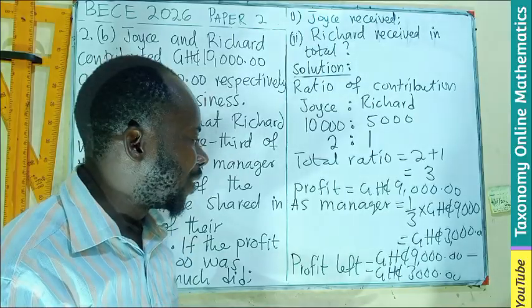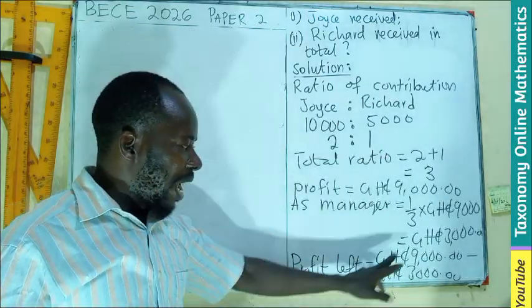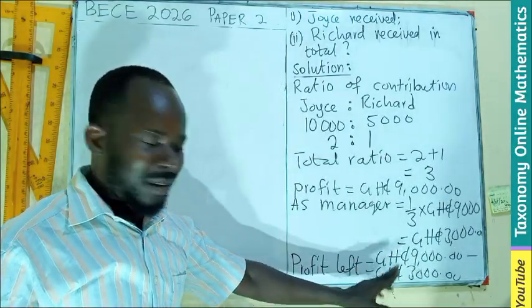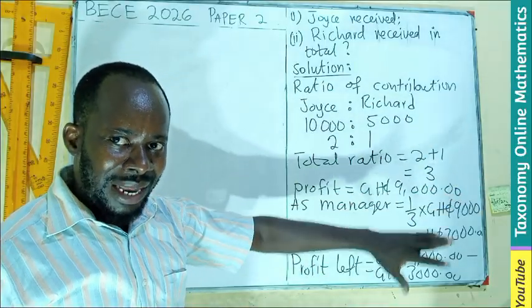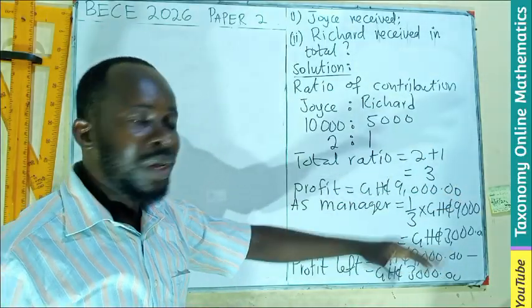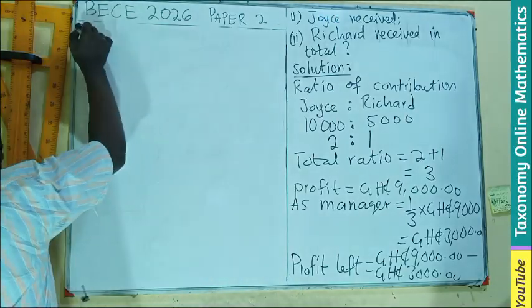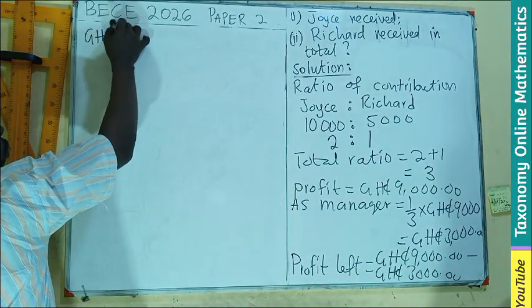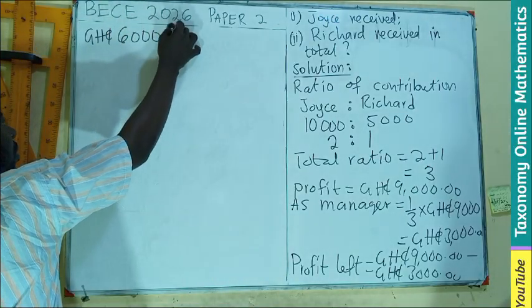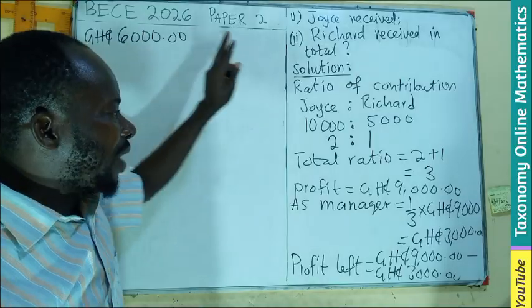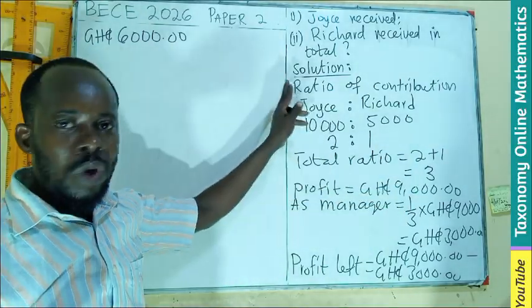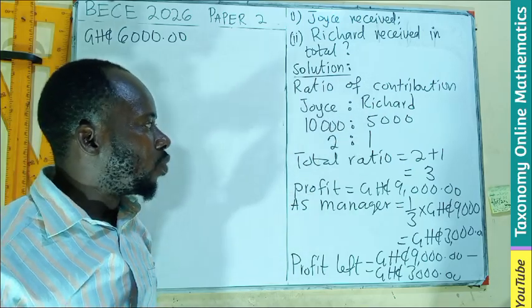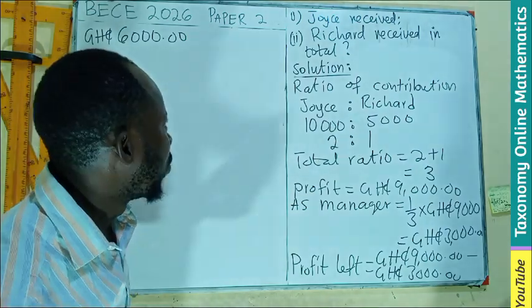So let's look at how that will be done. From here, we have 9 minus 3. That will give you 6. That means 9,000 minus 3,000 will give you 6,000. So the amount left will be 6,000. So this 6,000 can be divided into 3 parts. Then 2 parts go to Joyce. Then 1 part goes to Richard.